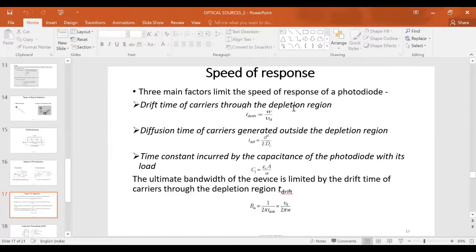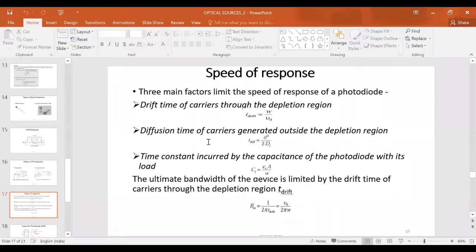Now, when the field in the depletion region exceeds a saturation value, the carriers may be assumed to travel at a constant drift velocity. If this constant drift velocity is Vd, and the longest transit time is T drift, that is for carriers which must traverse the full depletion layer with width W, it can be given by the drift time. That is the transit time, which is equal to the width of the depletion layer divided by the drift velocity Vd.